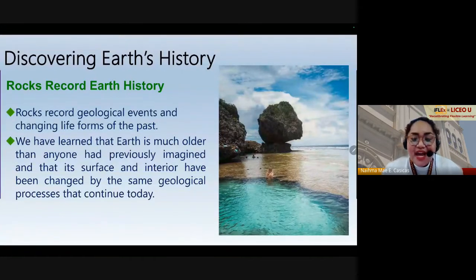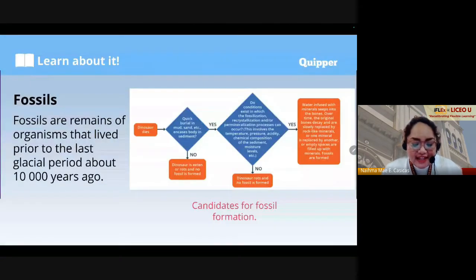All right. So when we talk about this chapter, it talks about how we are able to surmise the age of our planet or the age of a specific place based on the rocks and the fossils that are found within. And then let's talk about fossils.